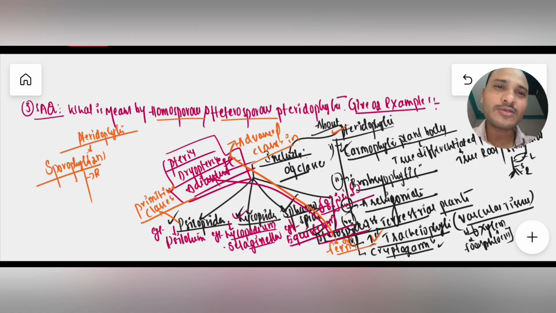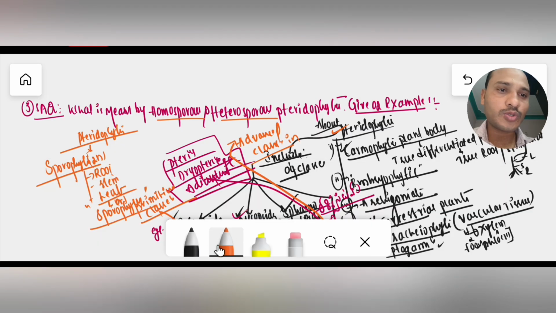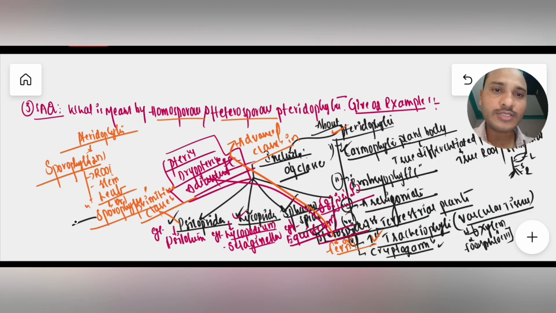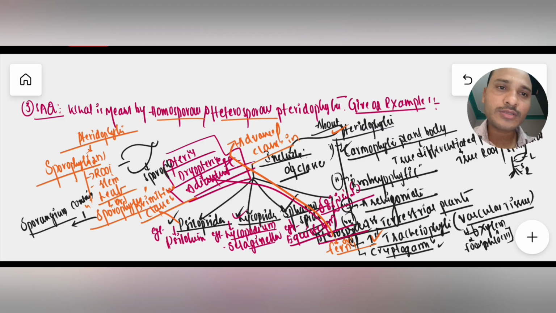The sporophytic plant body contains root, stem and leaf. Remember, the leaf is also known as sporophyll. Why? Because this sporophyll contains a structure called sporangium. For example, see, this is the leaf structure in the sporophyte plant body of pteridophyte, in which this leaf is known as a sporophyll because it contains structures like these. This structure is called a sporangium.